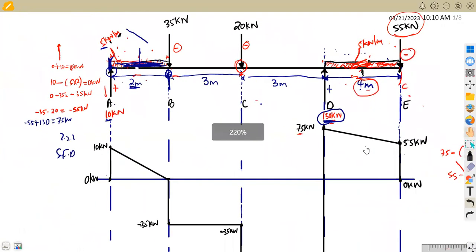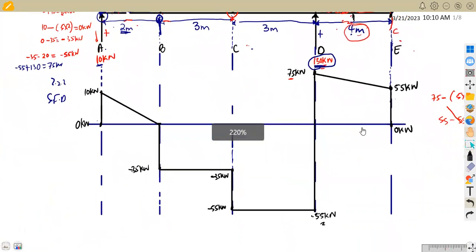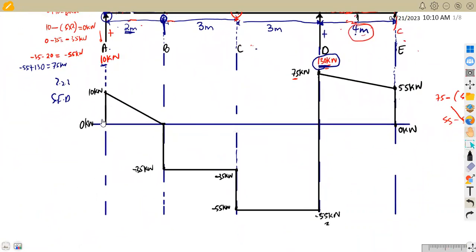So that is what we had, guys. These are the major points that you're going to have, from 0 back to 0 in this case. It went to negative 35, maintained negative 35, went to negative 55, maintained. The negative 55 goes up to 75, down to 55, and down to 0. So this is what our diagram was going to be like. That's what we had, guys.